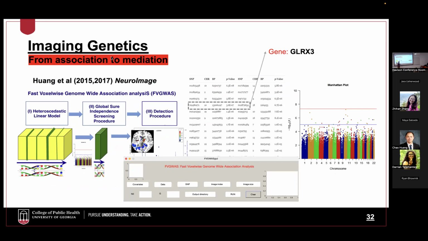And this is the software we developed in the previous years. We call it the fast voxel-wise GWAS pipeline. We can extract imaging phenotypes from our brain imaging, treat them as phenotypes, and conduct voxel-wise GWAS analysis. We can get all the top SNPs and find some potential genes related to this disease.